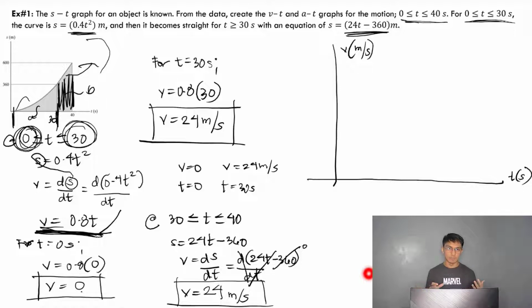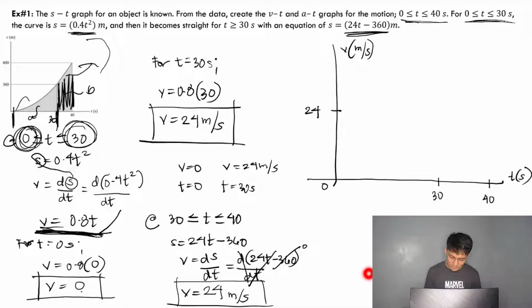Now, i-plot natin muna yung mga values ng time. We have 0, and let's say 30, and 40. Ayan, 0, 30, and 40. And for the velocity, meron tayong actually dalawang value lang na nakuha natin. We have 0 and 24 lang. 0 and let's say this is 24. Now, dun muna tayo.